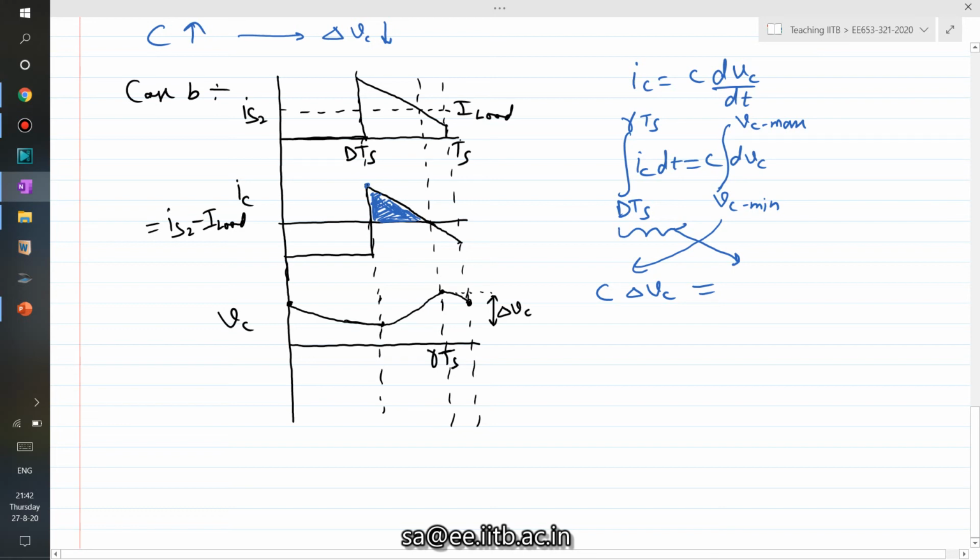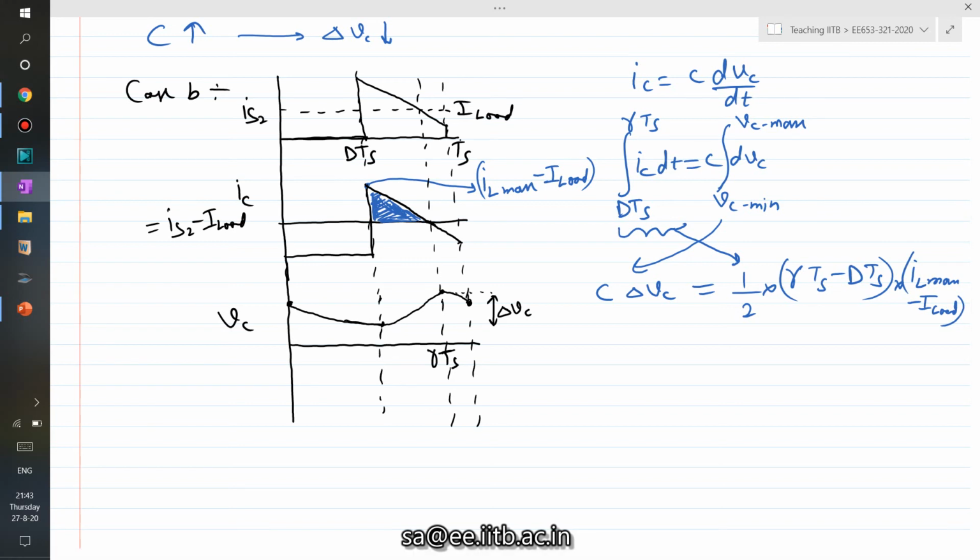So how much is this area? What is this peak value here? This peak value here is the max value of the inductor current minus the load current, right? And therefore we can write this expression as half into base. How much is base? Base is gamma times Ts minus d times Ts into height. How much is the height? IL max minus I load. Right? This is how the expression would look like.